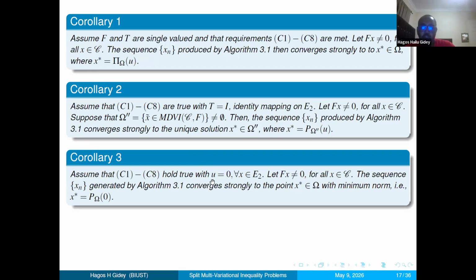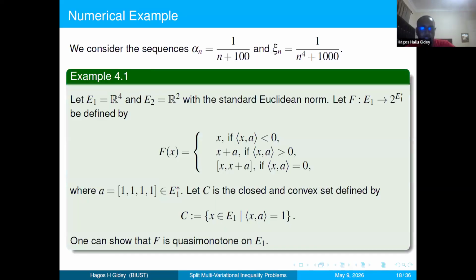And the last one is when we take u equal to 0. If u is 0, that means the sequence will converge to a point x star with minimum norm. Because it's converging to the point closest to u, which is 0, it's a vector with minimum norm. And it converges strongly to this x star with minimum norm. These are some of the applications of the main result. And we can go to the numerical example.